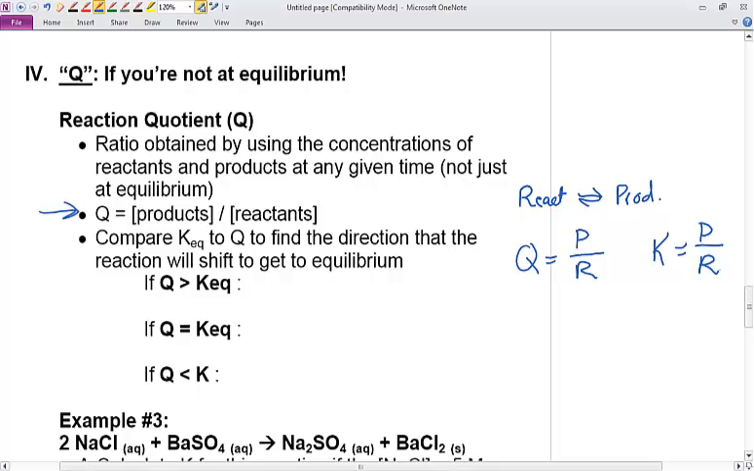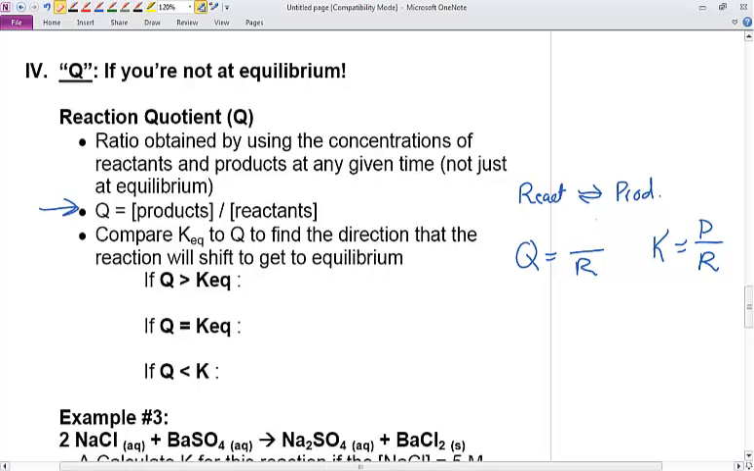So let's say that you get a Q value that's too big. That would happen if you had a huge amount of products. So we've got a whole bunch of products, that's really big. And when you divide a big number by a smaller number, let's make this reactant amount smaller, you're going to end up with a number that is too big. Your Q value is going to be bigger than K, and so the reaction is going to freak out and say, oh my gosh, we've got too many products, let's get rid of them.